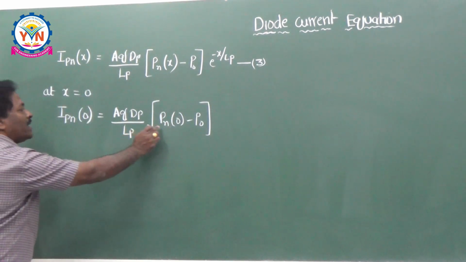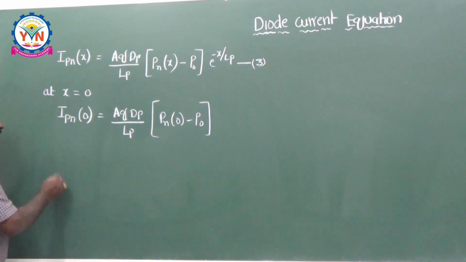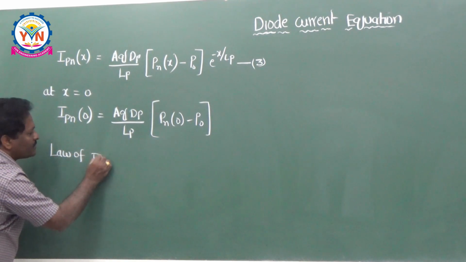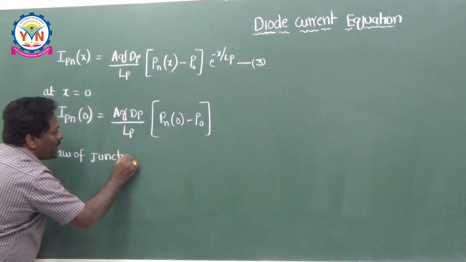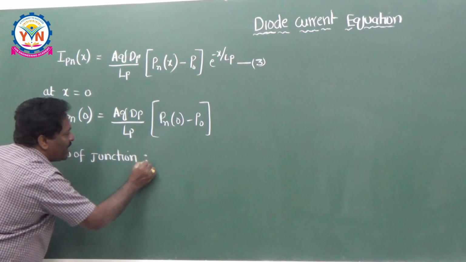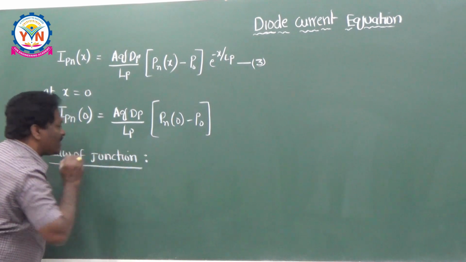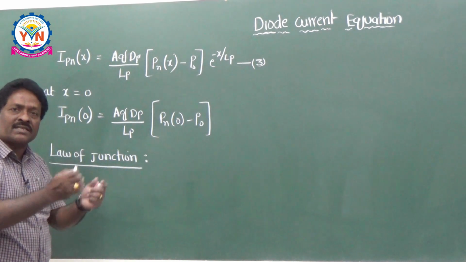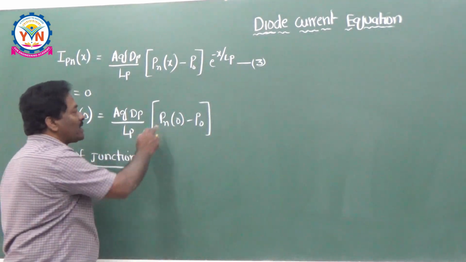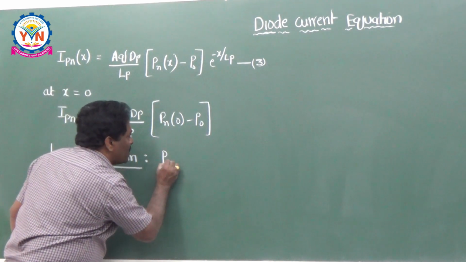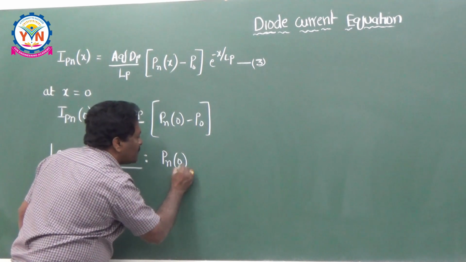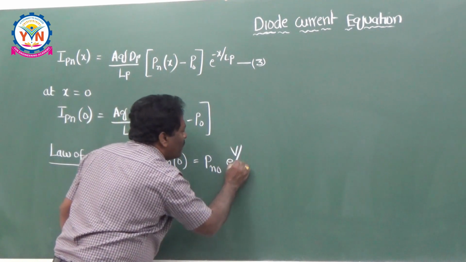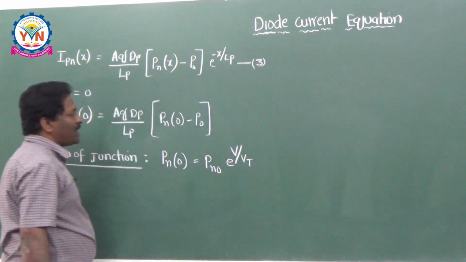Now you apply here the most important one, that is nothing but the law of the junction. The law of the junction is always telling, whenever you are applying the voltage across the junction, it reduces the barrier. At the junction we are always having a barrier. That barrier will be reduced whenever you apply the voltage externally. So that is, you can say that Pn of 0 is equal to Pn naught into e to the power of V by Vt. This is nothing but the law of the junction.